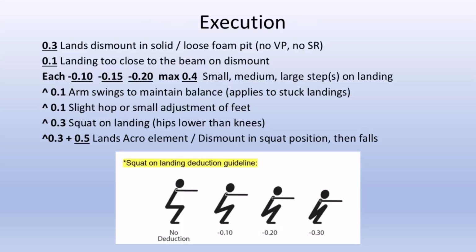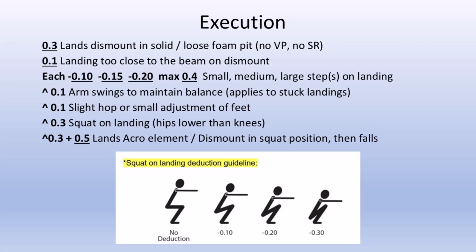For execution deductions, we have the new 0.3 for landing the dismount in the solid or loose foam pit. Remember, no value part or special requirement is awarded for this. A flat 0.1 for landing too close to the beam on the dismount. You have 0.1 for small, 0.15 for medium, and then 0.2 for your large yardstick size step, up to a max of 0.4 for all steps on the landings.